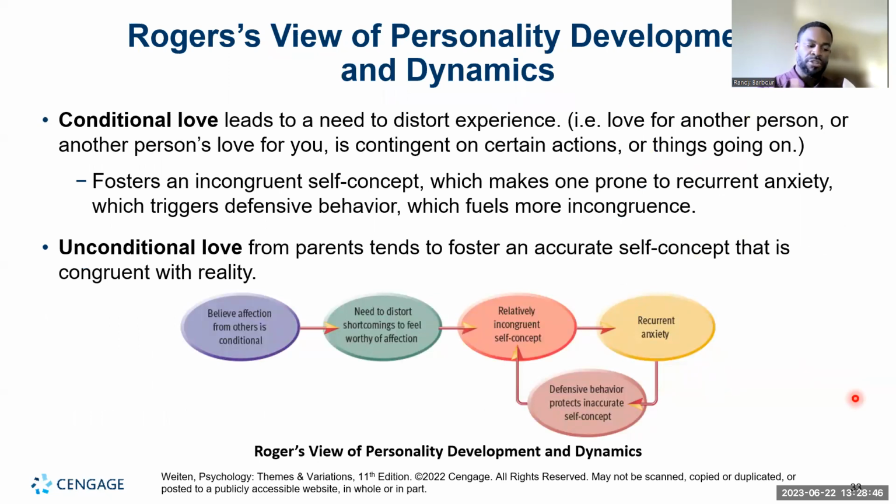Okay? So Rogers views personality development in terms of conditional love and unconditional love, right? And conditional love and unconditional love help us to develop a more accurate or less accurate view of our self-concept. So conditional love leads us to kind of distort our experiences, right? So we're doing things for people to love us, and so we view ourselves in a certain way, and then the actual experience is not the same. And so we have this incongruent self-concept, and that leads to recurrent anxiety, and it triggers defensive behavior. If my self-concept and my actual self are not matching, oftentimes I have this anxiety.